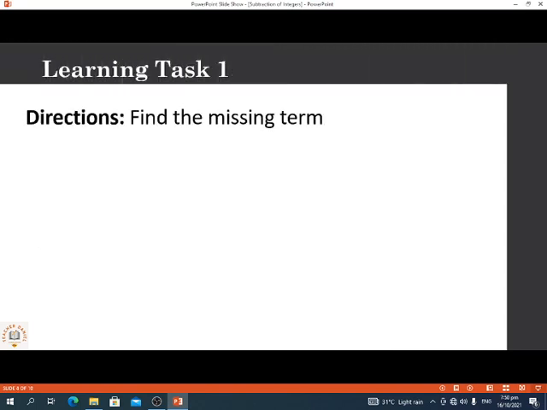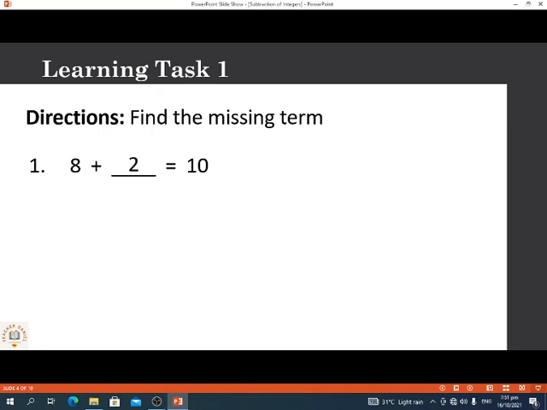So now, let's have an activity. Learning task number 1. Directions. Find the missing term or find the missing number. Number 1. 8 plus blank equals 10. What do you think is the missing number? Very good. The missing number is 2. How did you get the missing number? What process did you apply to get the missing number?